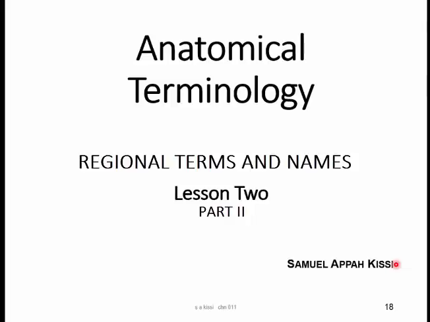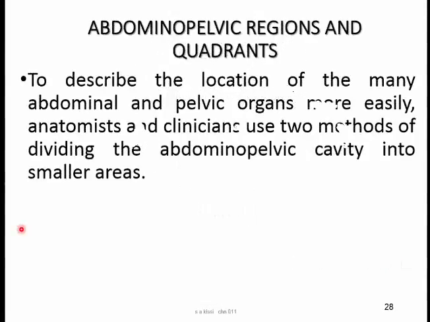We'll continue with regional terms and regional names. At this point, we want to also describe structures within the abdominopelvic cavity. For easy identification by clinicians and anatomists, there are two major methods of identifying structures within the abdominopelvic cavity. Now, I would want to talk about these two methods.